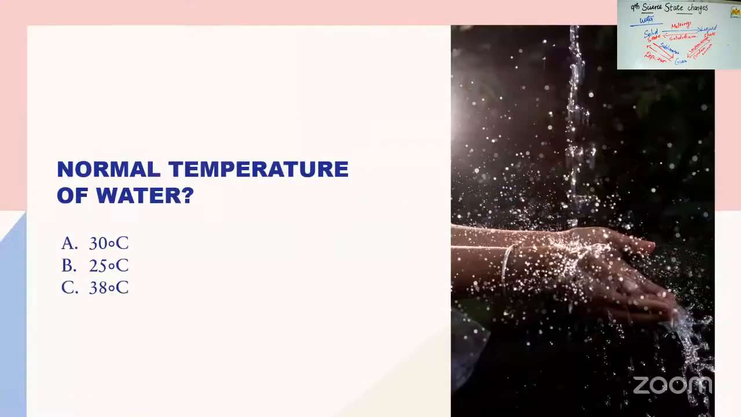Fourth question, normal temperature of water. This is normal water. What is the normal water temperature? First one, 30 degrees Celsius, then 25 degrees, and then 38 degrees. Room temperature means the atmospheric temperature, but this is the normal temperature of water. These are the options for this question. Did you write the answer, students?